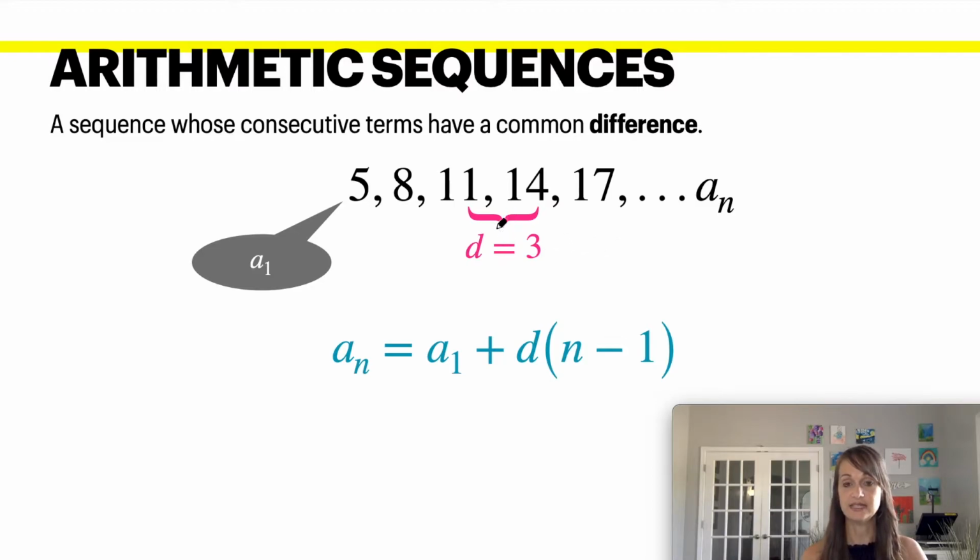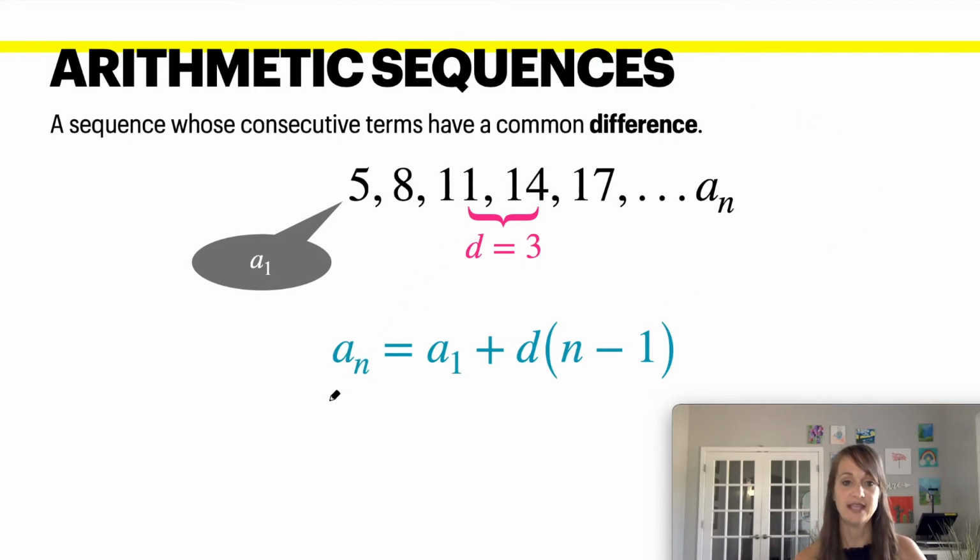So in this case, d is 3 because the difference from 11 to 14 is 3, from 14 to 17 is 3, from 8 to 11 is 3. And then it's n minus 1. N is going to be the variable because n is wanting to know which term you're looking for. If you're looking for the 50th term, you would plug in 50. If you're looking for the 100th term, you would plug in 100 in order to find the 100th term.